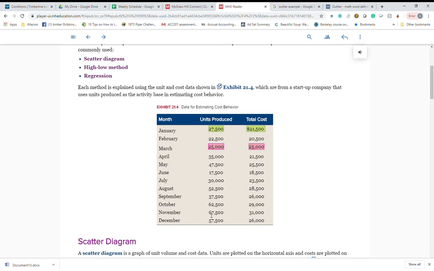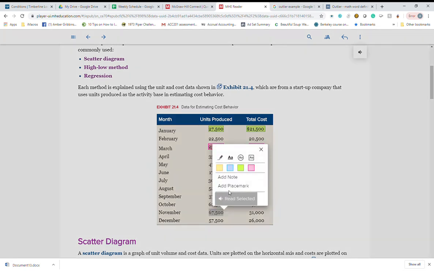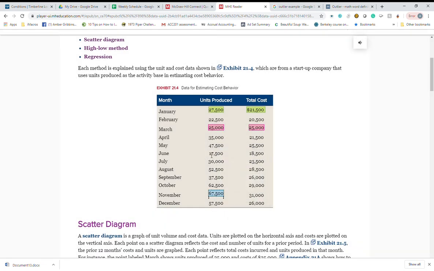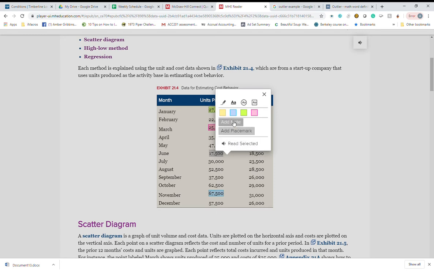I'm sorry, not on the total cost. Oops, almost made a mistake. Highest of highs, right? Don't look at the cost yet. Lowest of lows. Didn't mean to let my mouth stray. Okay, so that's what we've got.